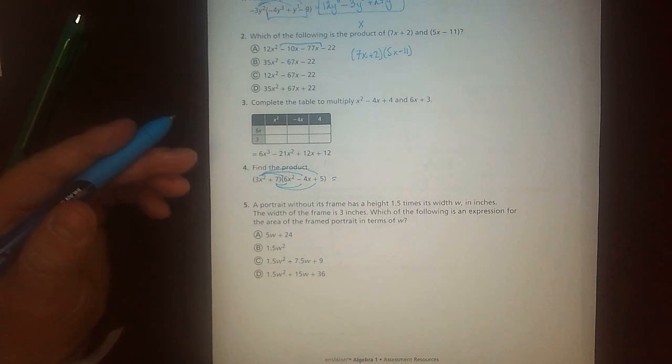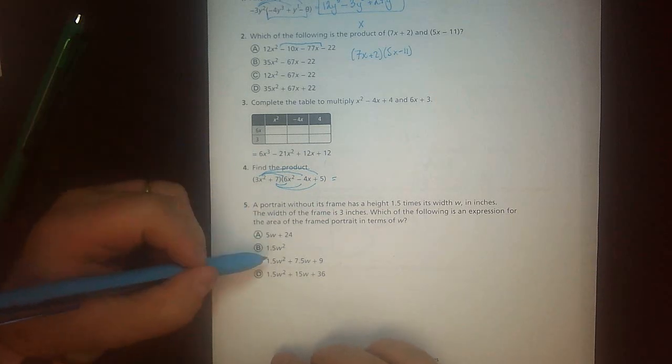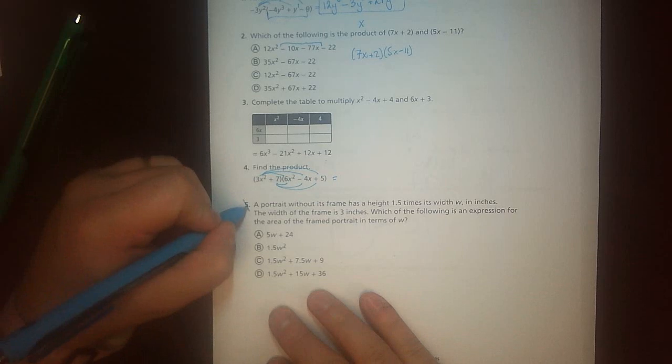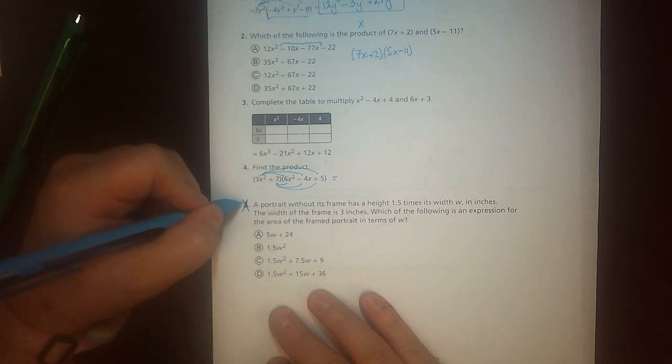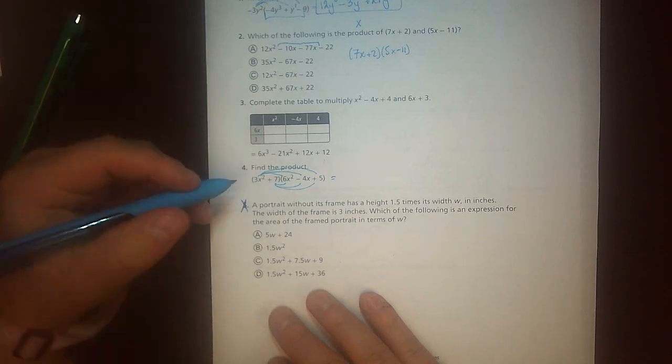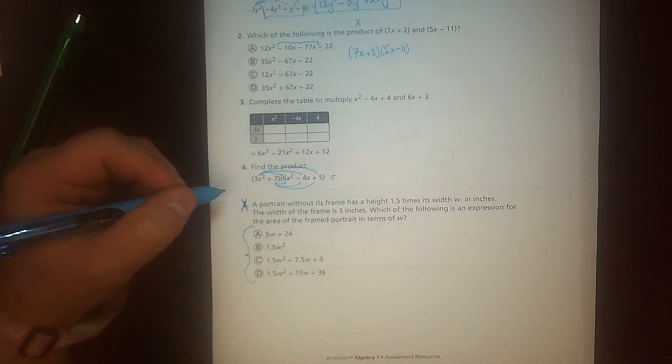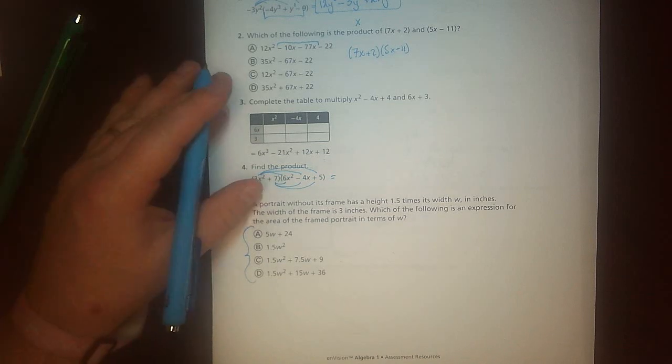Alright, so a portrait without its frame has a height of, well, I don't really like this one. I'd rather do this one when we're in person. So let's save that one. If you have time, if you finish up and you want to try and figure it out, go for it. It's a good question. Let's look at number 3.